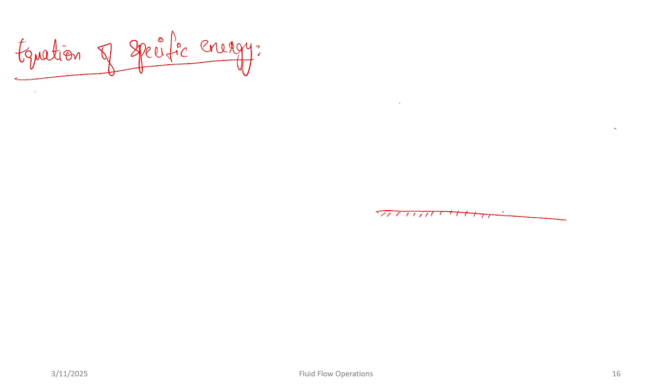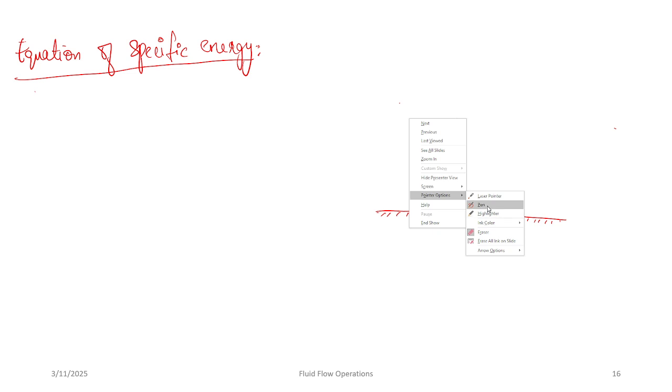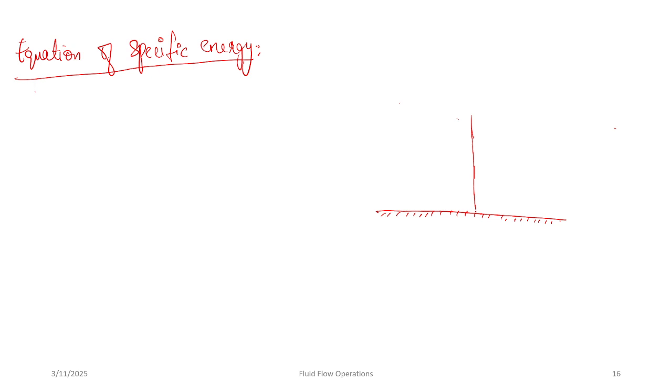Let's say this is the bottom cross section or the bottom part, and this is the vertical line. And this is the bottom level or reference level.